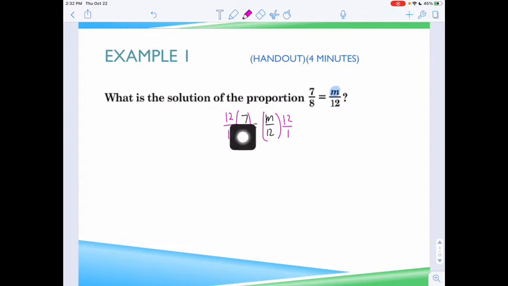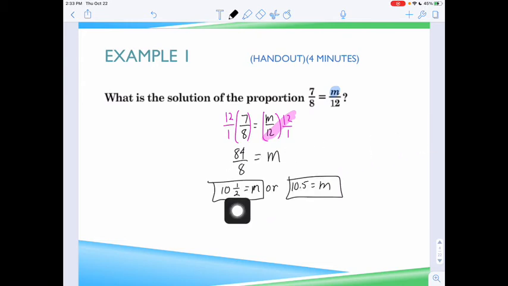This would give us 12 times 7 over 1 times 8 equals m times 12 over 12 times 1. Notice we have a 12 on the top and the bottom, so those become 1, and we don't need to write them. All we have left over on the denominator is a 1, so we can just write the right-hand side as m. When you multiply 12 by 7, you get 84. So we now have 84 over 8 on the left-hand side, and all we need to do is simplify this. If you want to leave it as a mixed number, you would get 10 and 1/2, or if you actually divide 84 by 8, you get 10.5. Either way is okay for your final answer.